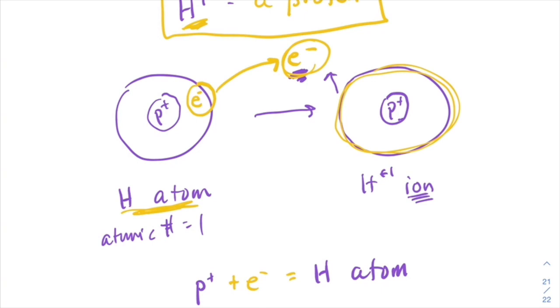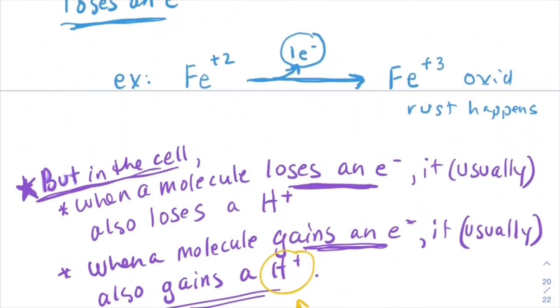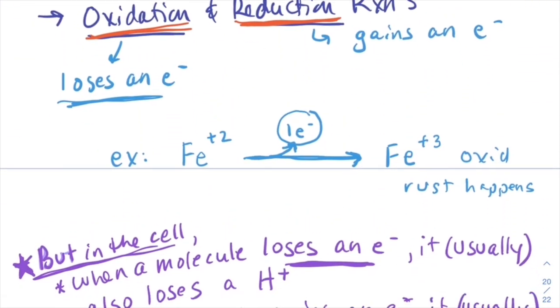So if we scroll back here to our original definition of oxidation and reduction. Oxidation, right here, is when something loses an electron. But if something loses an electron, it also loses a hydrogen. When something loses an electron, it's also losing a proton. So what it's really losing in the cell is a hydrogen atom. So we are amending our definition of oxidation and reduction. An oxidation is when a molecule loses an electron or hydrogen atom.